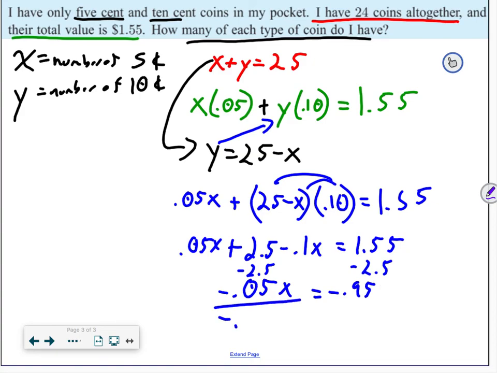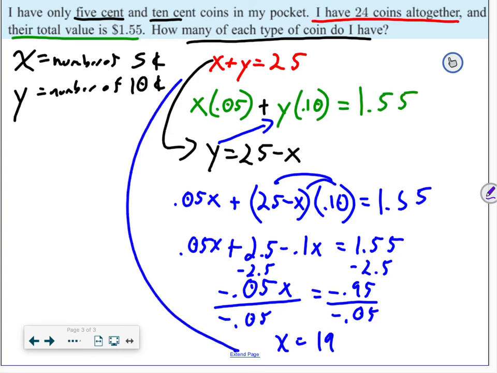Divide by negative 0.05 on this side to get x by itself, and divide by negative 0.05 on this side. And I get x is equal to 17. Since x is equal to 17, I'm going to plug that back into my first equation, as I find that's easier to work with. So I'm going to get x, which is 17, plus y is equal to 24. Subtract 17 from both sides, and I get y is equal to 7.